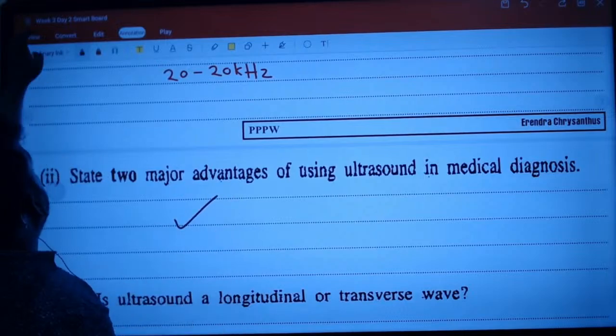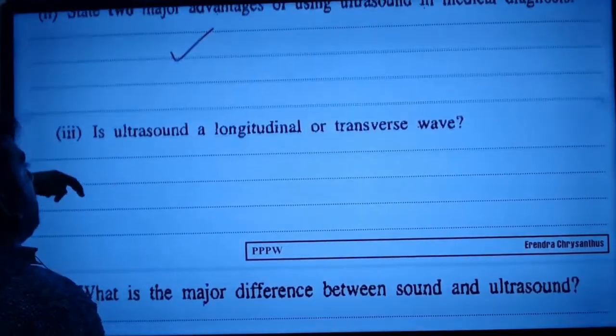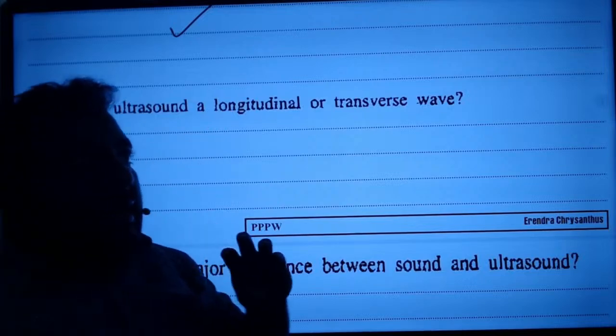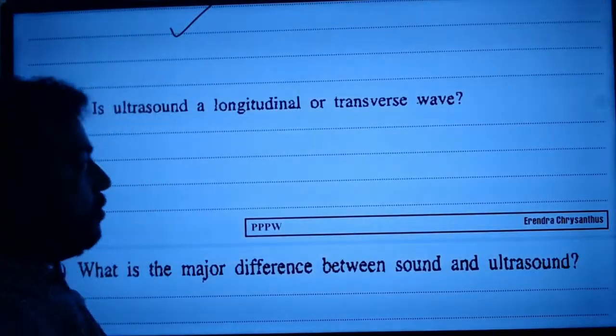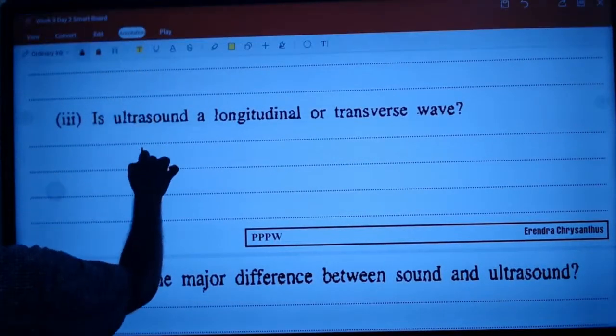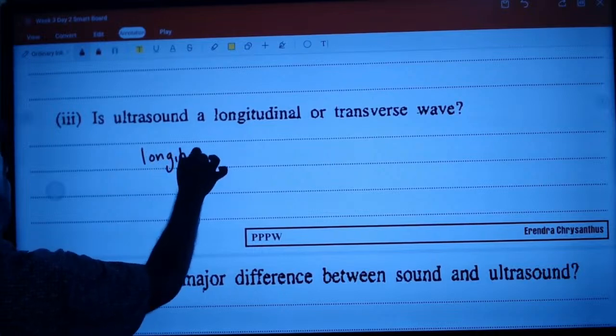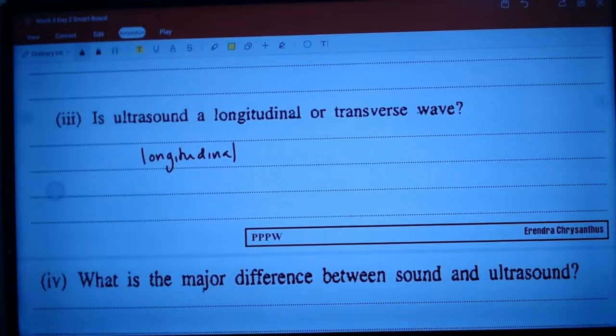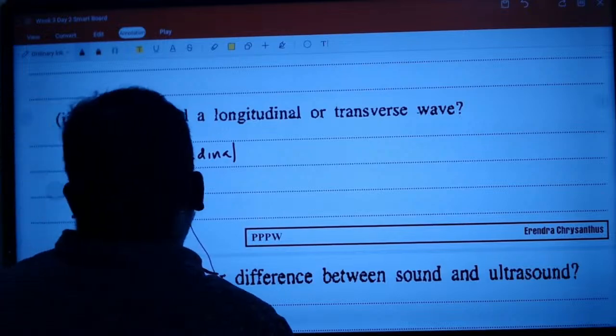Next. Is ultrasound longitudinal or transverse? Ultrasound is a sound wave. Sound waves are always what? Longitudinal. This is a sound wave. Therefore, it is a longitudinal wave.